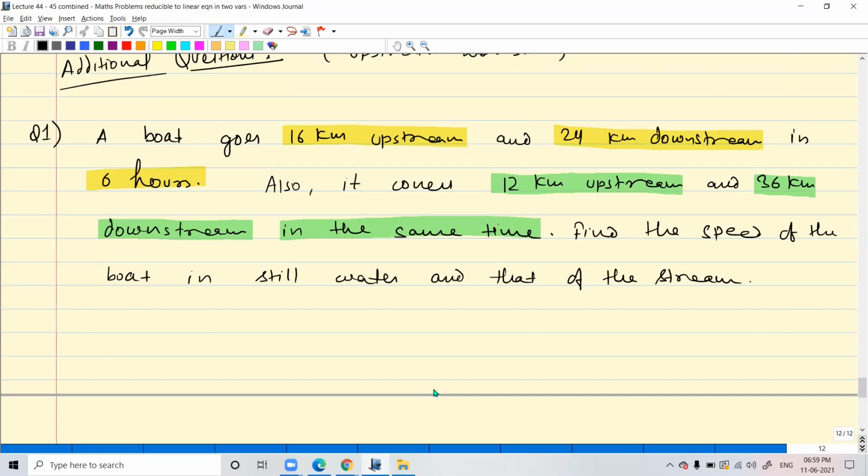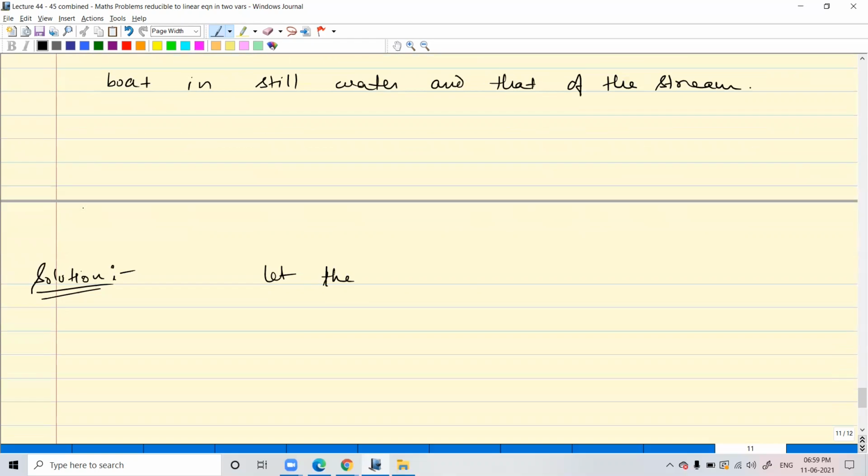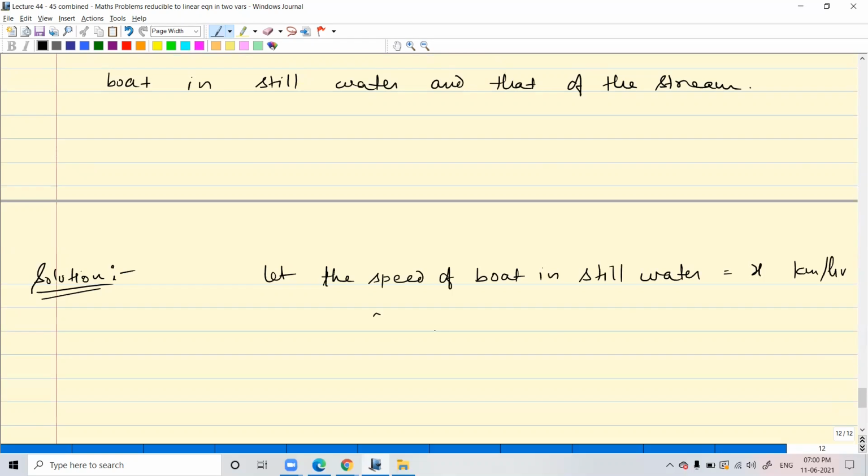Okay. So like I said, the first trip is 16 kilometers upstream, 24 kilometers downstream in 6 hours. This will give us our first equation. This time I will not go through so many stories. I will straightforward solve how you have to do it in your board exam. So we'll assume the speeds. Let the speed of boat in still water be x kilometer per hour, and speed of stream be y kilometer per hour.